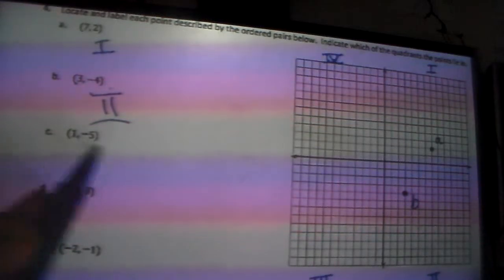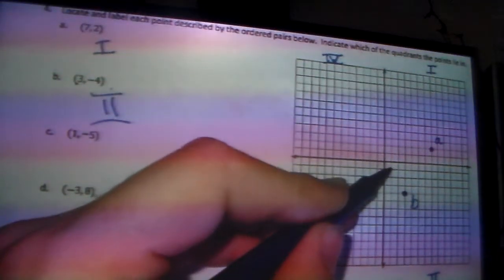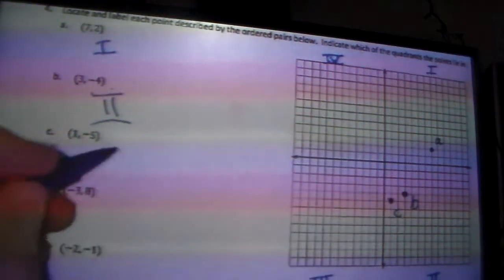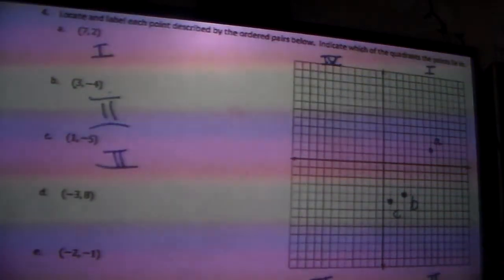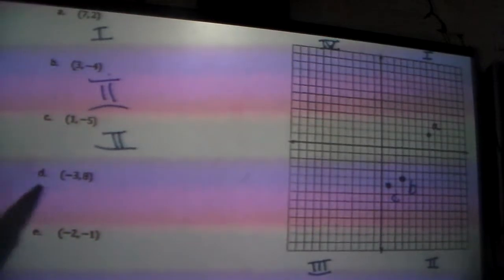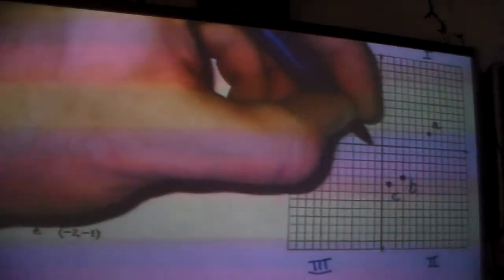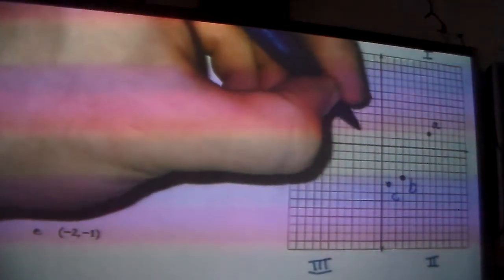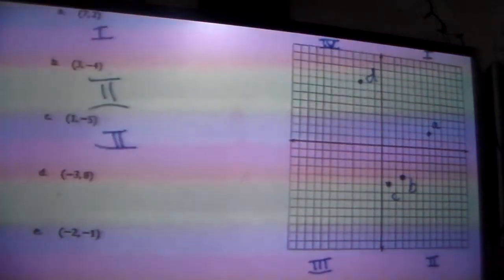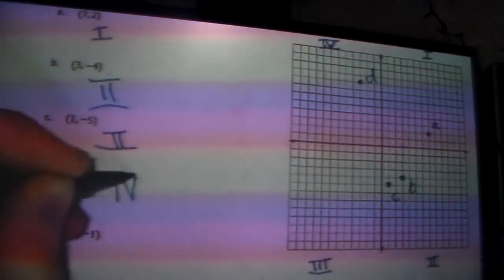And then point C, it says (1, -5). So that means go right 1, down 5. So it's pretty close to B. I go over 1 from the origin and down 1, 2, 3, 4, and 5. So here's point C, also in quadrant 2. Next we have (-3, 8). And so that would look like left 3, 1, 2, 3, up 8, since it's positive. 1, 2, 3, 4, 5, 6, 7, 8. So there is point D. That would be in quadrant 4.